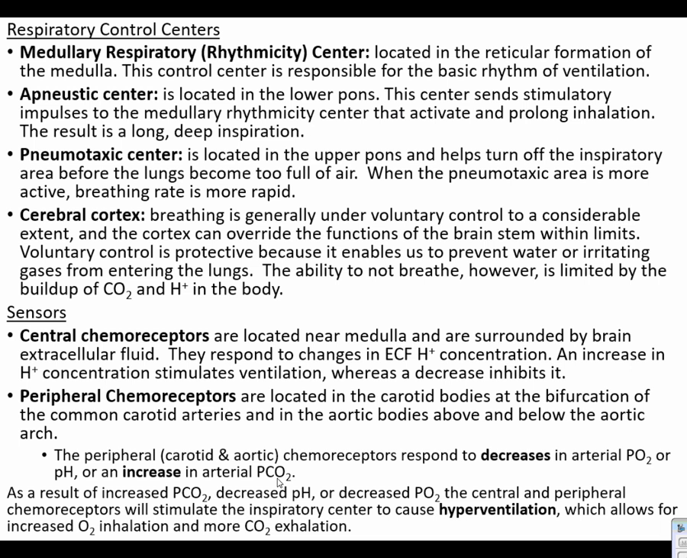We also know that our cortex, the very upper level part of our brain, the most sophisticated part of our brain, controls a lot of things. It can override our medulla and our pons. So we can voluntarily breathe faster if we want to. We can also voluntarily hold our breath if we want to.